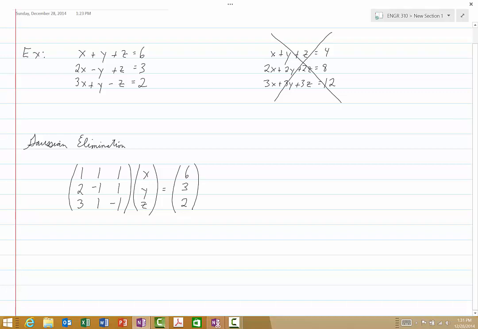Now, let's look at this and make sure you understand exactly what I'm saying here. This is a 3 by 3 matrix. And this is a 3 by 1 matrix, which is also called a column vector. And here's another 3 by 1 column vector. This is a known column vector. It's known because we know all the components of it. This is an unknown vector because the components of this vector are unknown variables that we're trying to solve for.